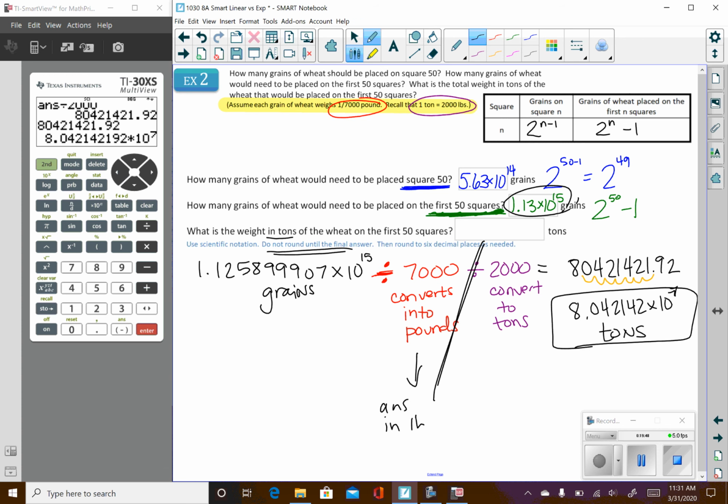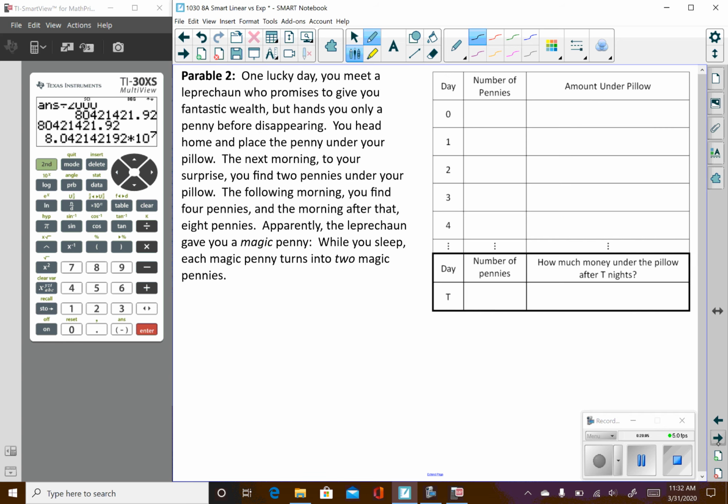Sometimes the things I write answer in pounds. If it asks for tons, then do the divide by 2,000. Okay, super fun with the grain. And we have two more parables. I think the grain one is the hardest though.